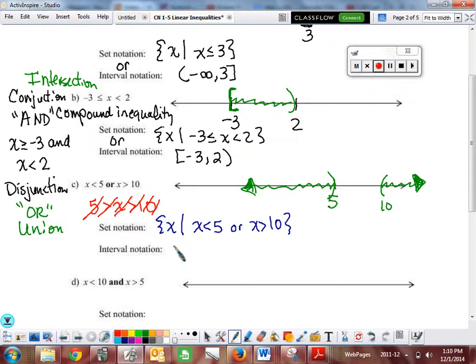Interval notation, what do I put in between these two sets that have nothing in common? Do the union: negative infinity to 5, union 10 to infinity. So that would be how you would write your solution sets for that. The only way is I have two disjoint sets. The only way to combine them together is with union, and I can't do anything else to that. All right, so those are the three types that you're going to see.